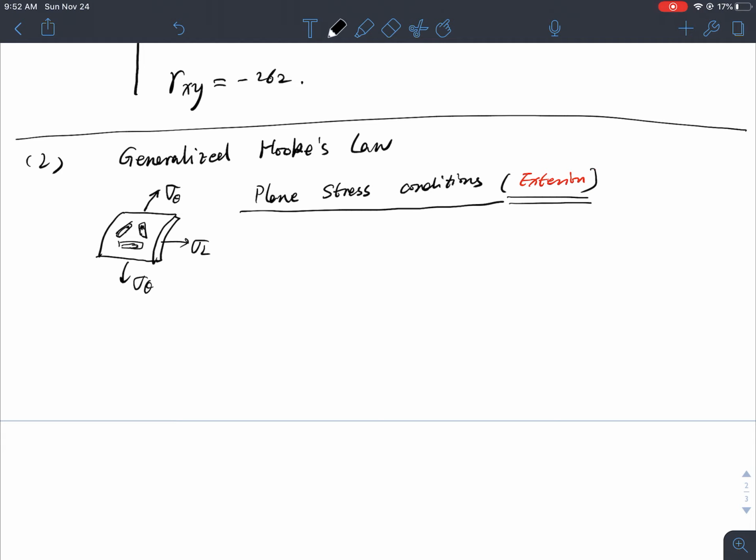Consider the pressure. So this is a plane stress condition. Now I know it's plane stress, I can use the equation. The equation is pretty straightforward.